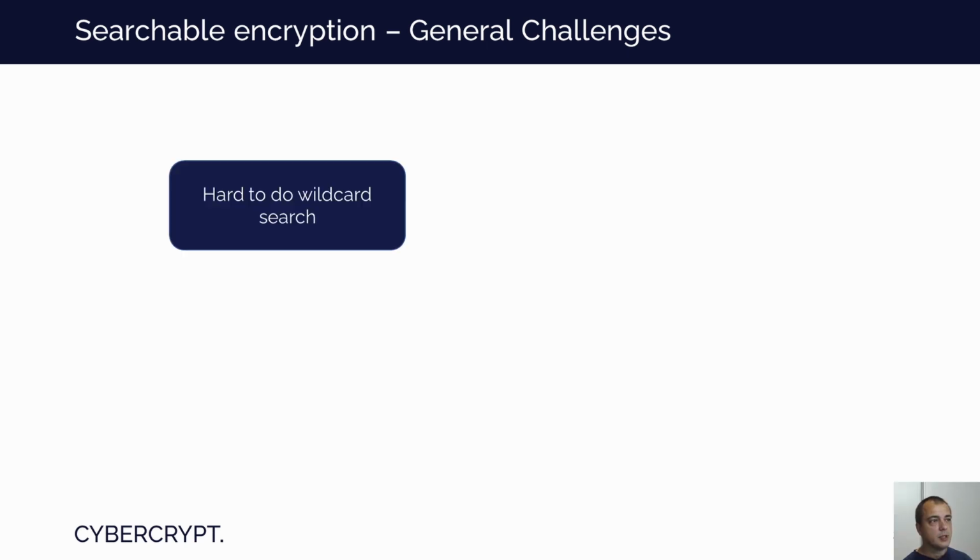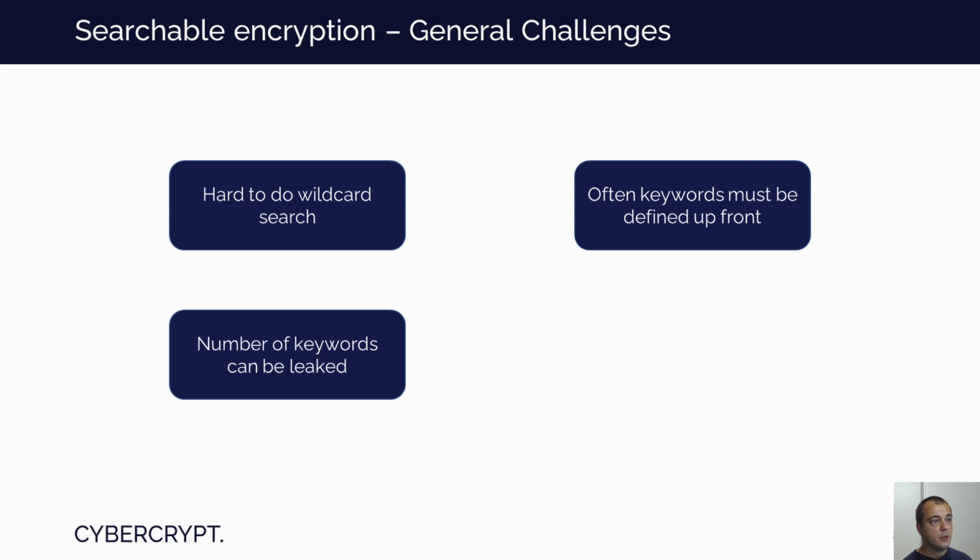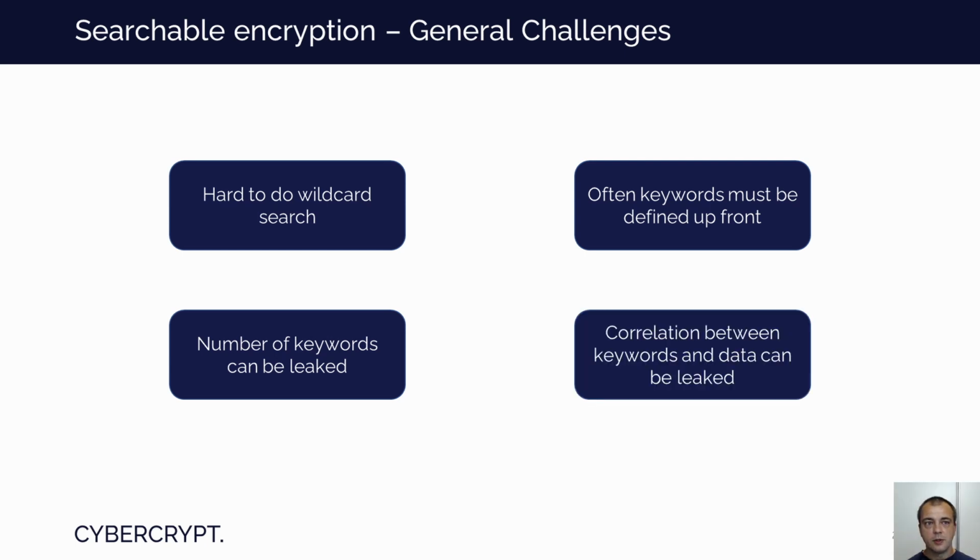The most obvious is that you have to figure out how to search in data you aren't able to decrypt. For example, the built-in database functions for searching cannot be used as it doesn't understand the data. The result is that most implementations require you to define keywords up front. When you start to define keywords, even the number of keywords will provide an attacker with valuable information, for example, the number of unique customers. The same goes for the correlation between keywords and data, as it can be used to perform de-anonymization attacks.